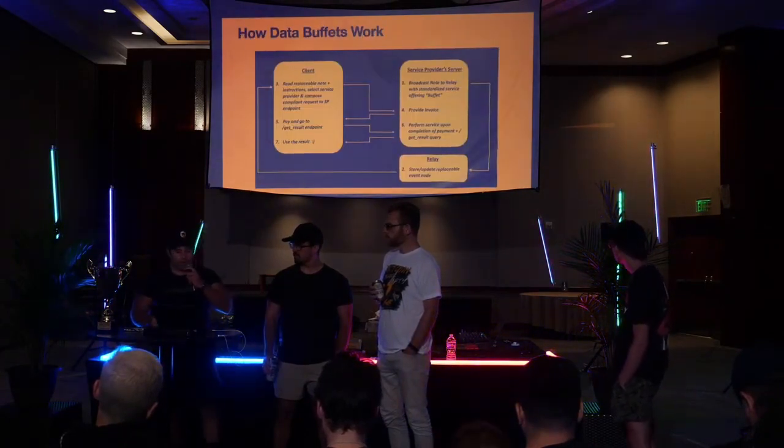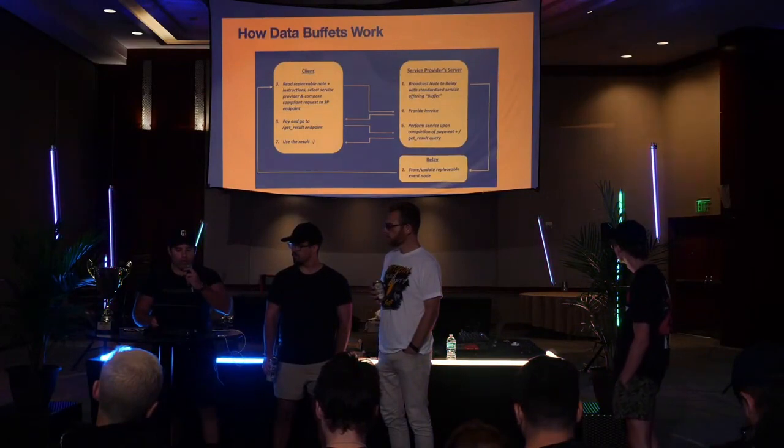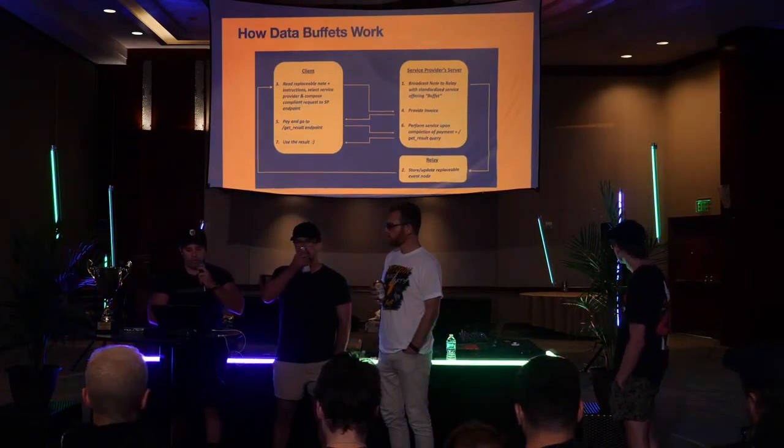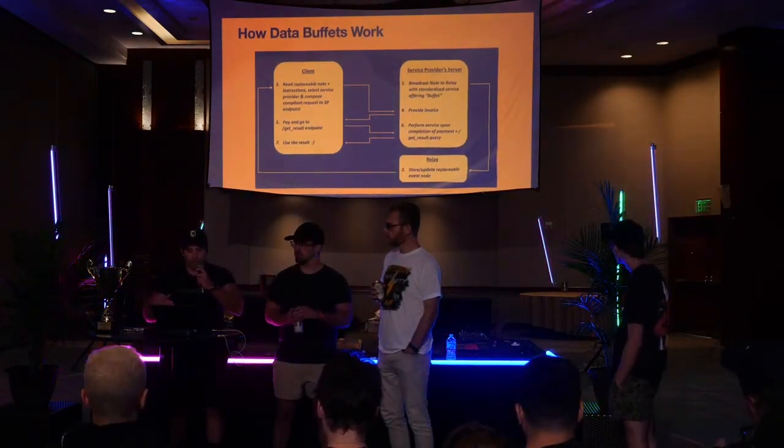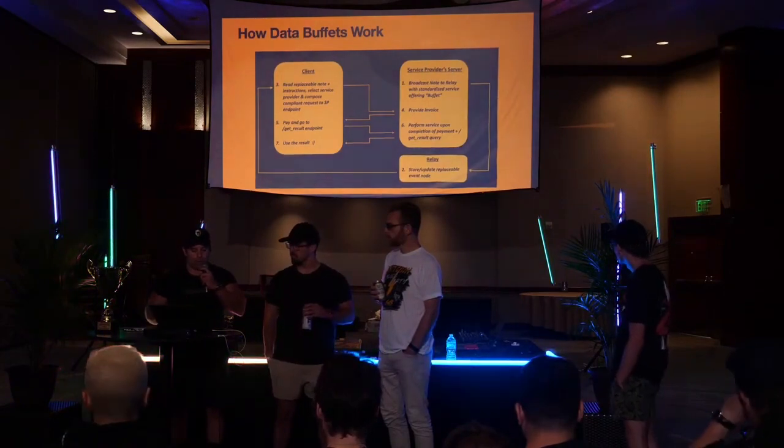So the way data buffets work: we have three entities. We have the service provider, in the top right we have the relay, in the bottom right, and then we have the client on the left.